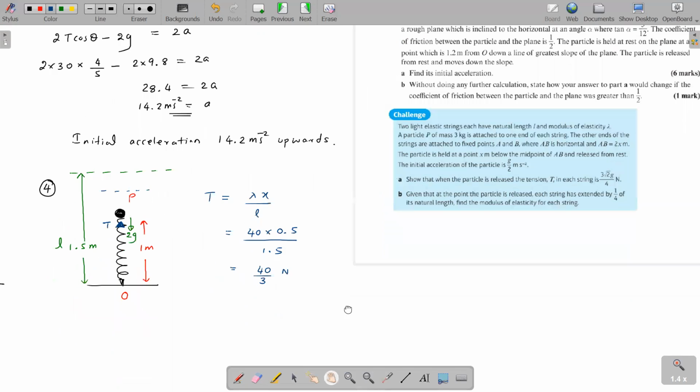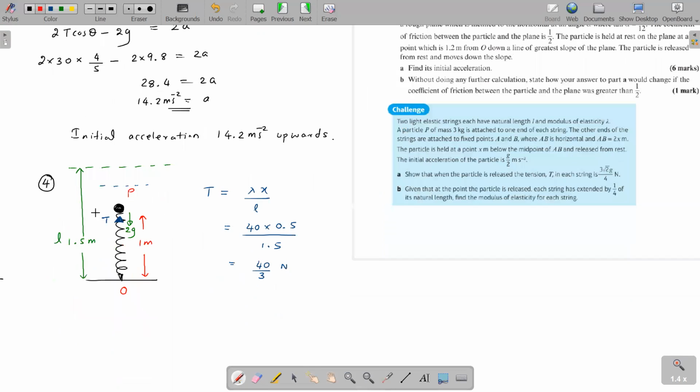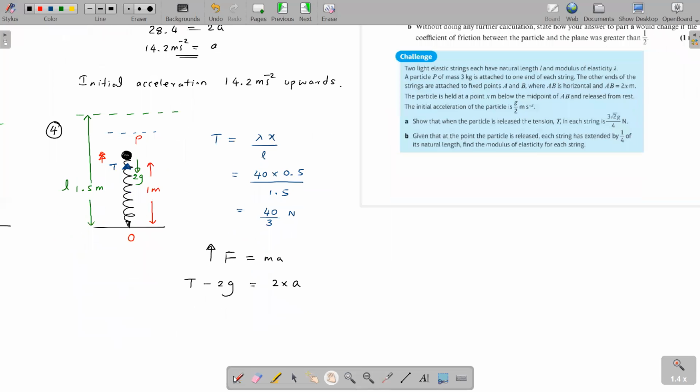Okay, so now let's go for F equals ma. I'm assuming that the equilibrium position is upwards, which means I'm assuming this is moving up. So now when I apply F equals ma upwards, what do I get here? Tension upwards opposing 2g equals mass, 2 kilograms, into acceleration, which is what I'm trying to find. So tension is 40 over 3 minus 2 into g, 9.8, equals 2 times a.